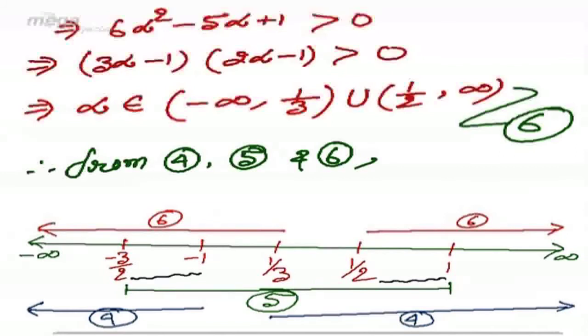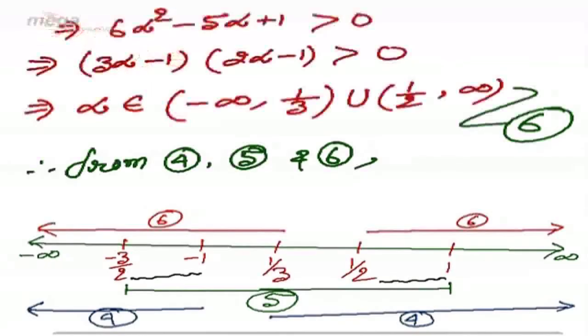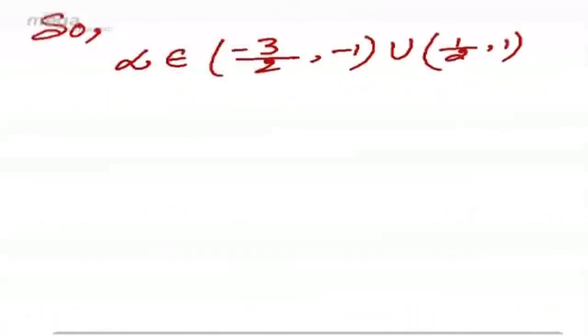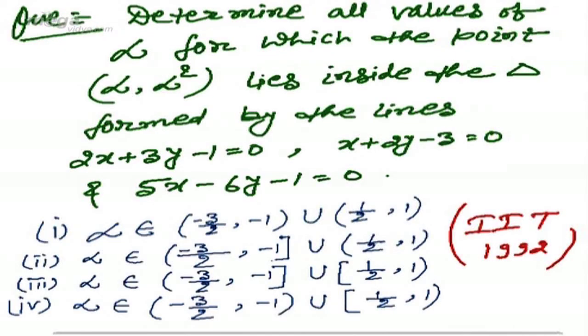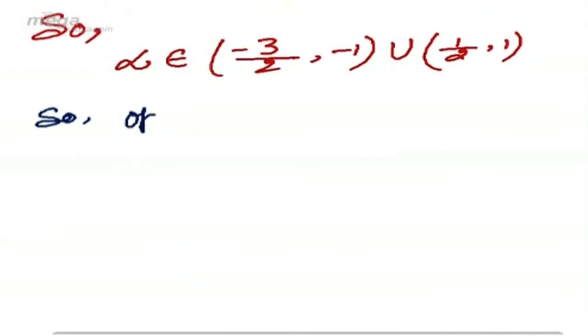Hence, we can write here alpha belongs to, from the number line, minus 3 by 2 to minus 1, open interval, union half to 1. Hence, now we'll see the question. In the question, the option minus 3 by 2 to minus 1 union half to 1, open interval, is given in the first option. So your first option is the correct option. So option number first is the answer.